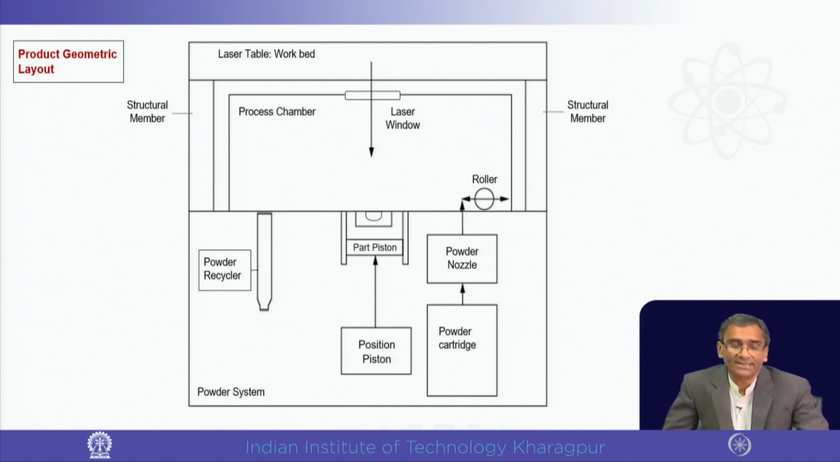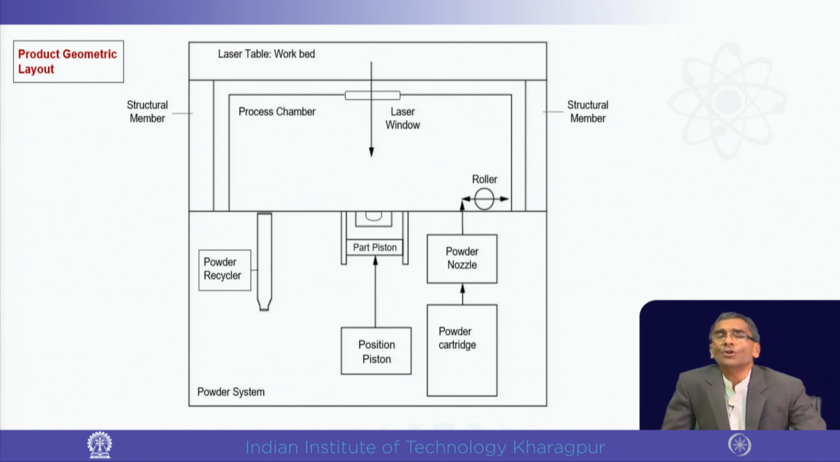On top it is the laser table, the structural member on both sides, that process chamber, laser window, all these things that we had seen. Now, this power recycler and power system all together is there. This is the construction or geometric layout of the product. So, from the function we have gone to the element allocation, and from the element allocation we have arrived at the product geometric layout.